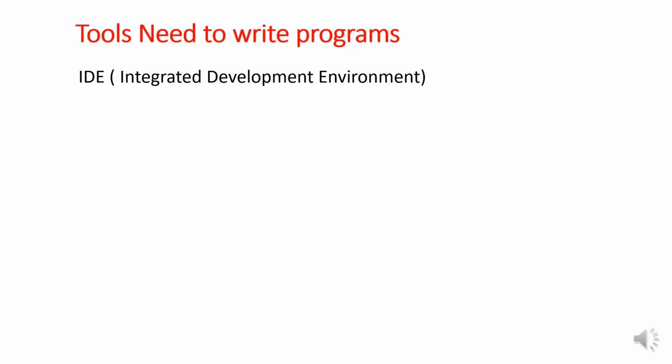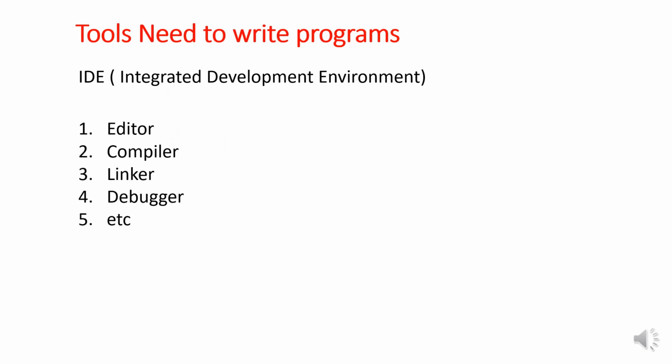So, why do we need an IDE? It includes tools like an editor. The editor is a place where we write our program. Compiler. A compiler is a language translator which translates the program written in a high-level language to a low-level language. Linker. It is another tool which links predefined library functions with our source code. Debugger, which reports any mistakes made while writing the program, and many more utilities are there. So having an IDE is a must for writing programs. IDE stands for Integrated Development Environment.